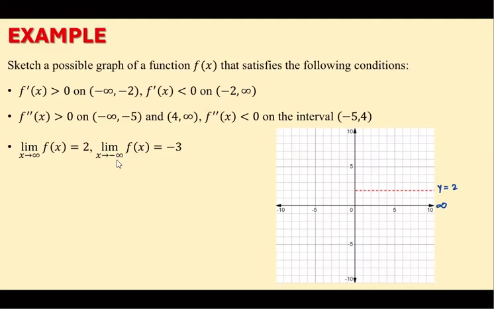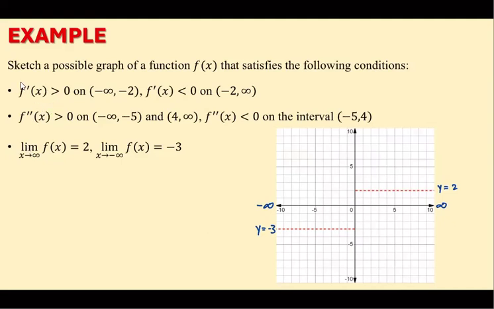Similarly, when x approaches negative infinity, when x becomes very, very small and goes towards negative infinity, the value of the function approaches -3, so the horizontal asymptote is y equal to -3. We can also draw that. So we use this third property.